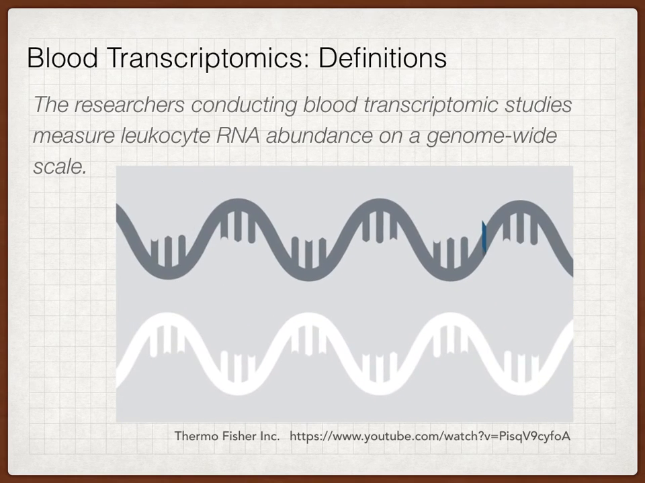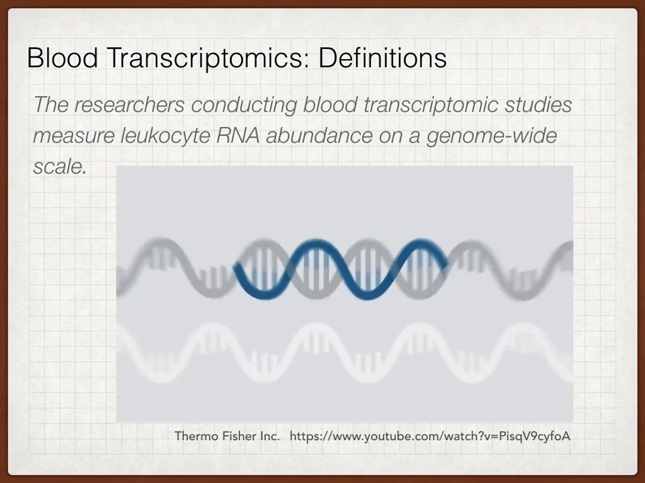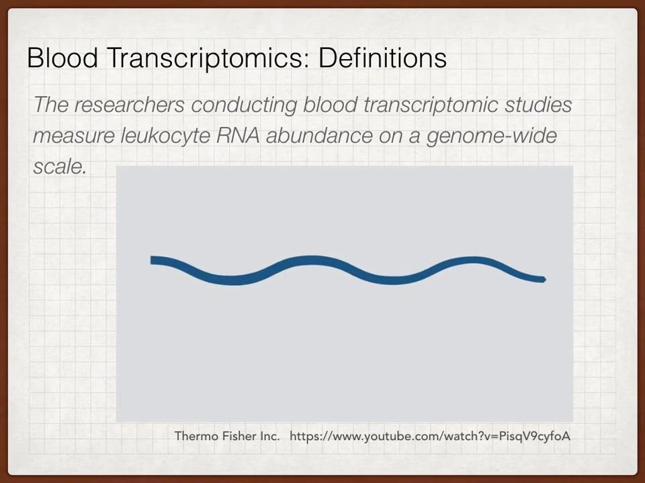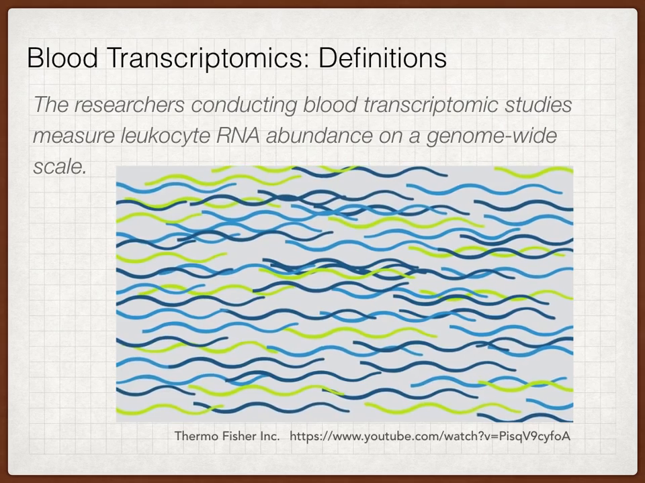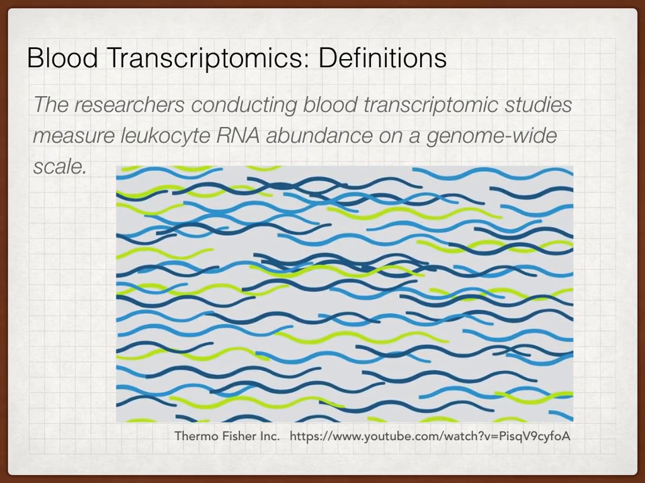Transcription in human cells is a dynamic process in which DNA is used as a template to produce a wide variety of RNA species. The collection of all the RNA produced in a cell or population of cells is known as the transcriptome.